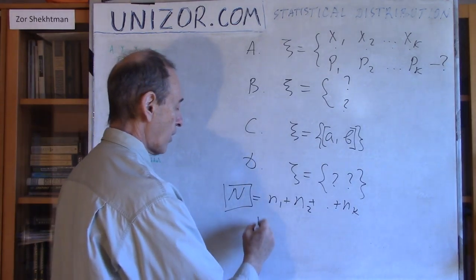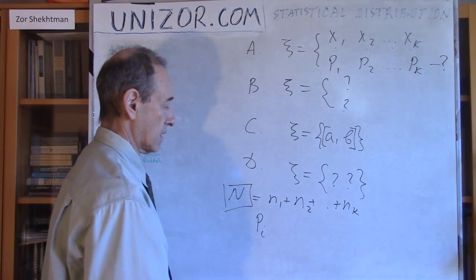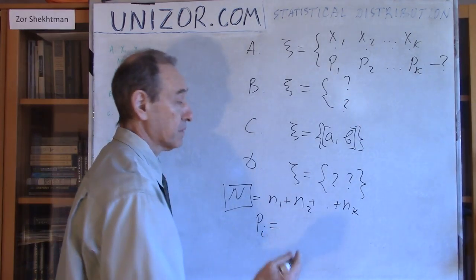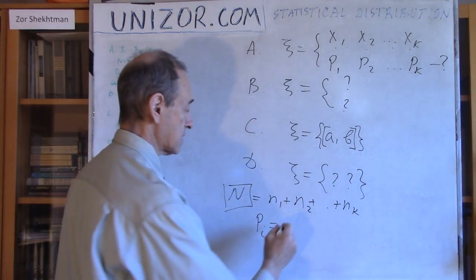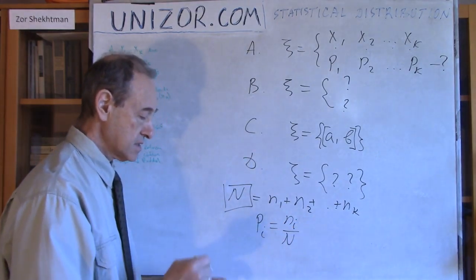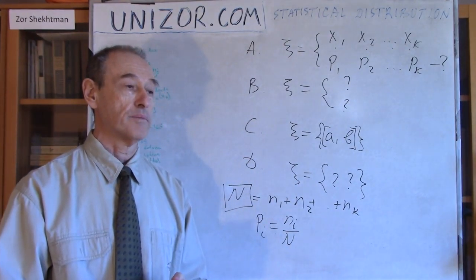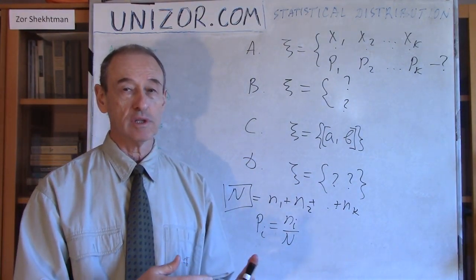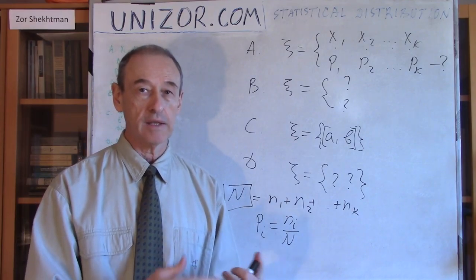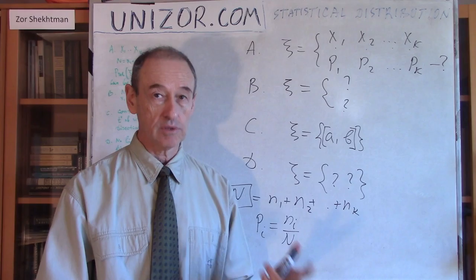Now, what's my approximation for the probability pi of taking the value xi? Well, I don't know it, but the empirical frequency is obviously ni divided by n, right? So this is the frequency, and as we know, one of the ways to define the probability is as a limit of frequencies of occurrence of a concrete event.